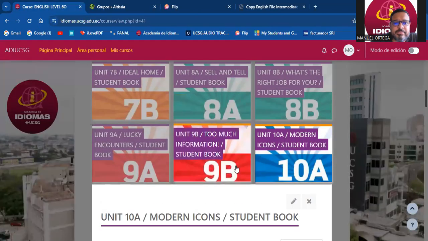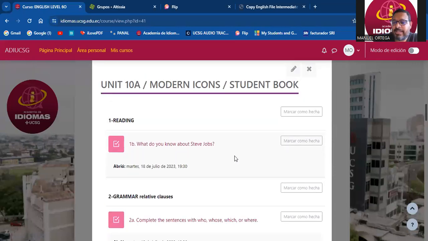So let's start. We are working on unit 10A. Let's see what we've got. The first section that we're going to work on is reading. On reading, let's start with activity 1B.